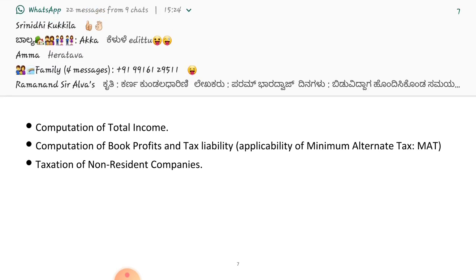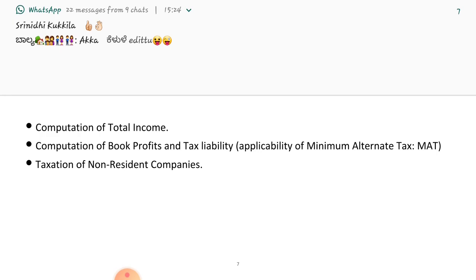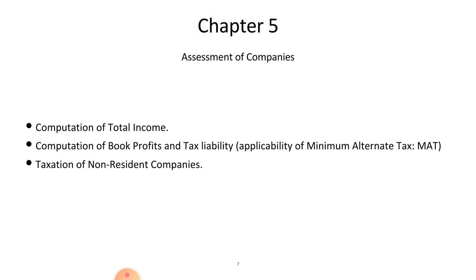So these are the concepts covered under this business taxation subject in this semester.